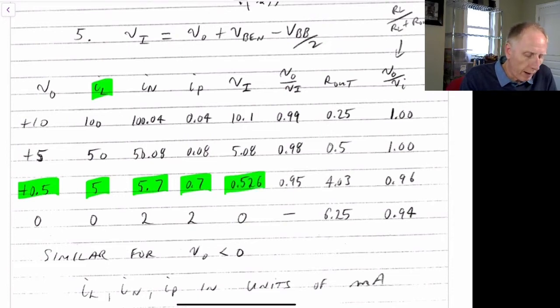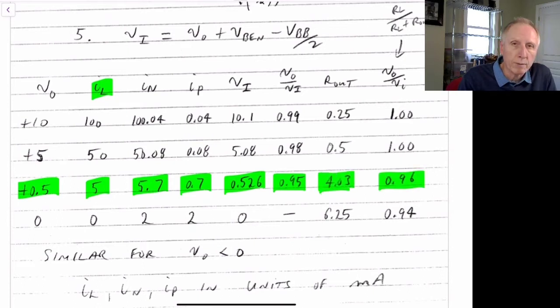VI is 0.526. So the large signal ratio between Vout and VI is 0.95. But the small signal gain, if we look at the output impedance, which is 4 ohms, is now 0.96.